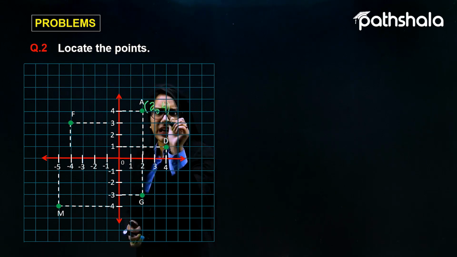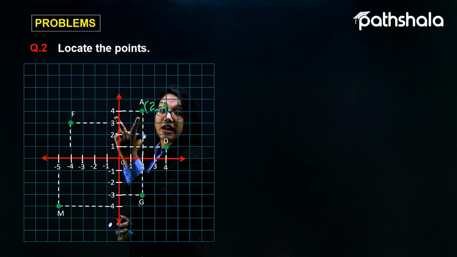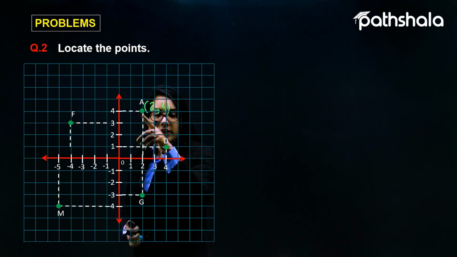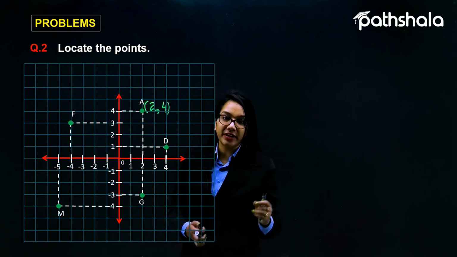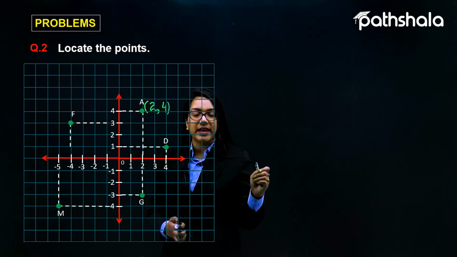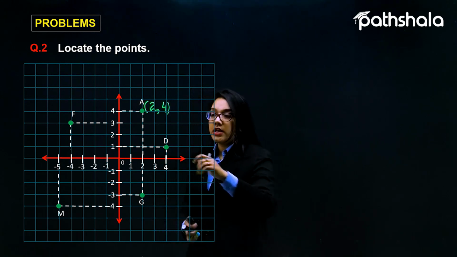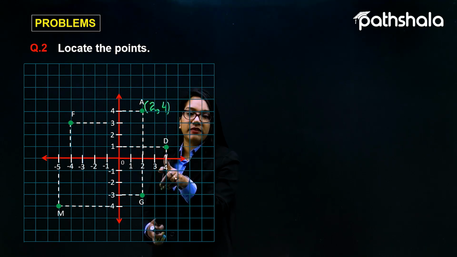You can also see that its distance from the y-axis is nothing but 2. So its abscissa is 2, and its perpendicular distance from the x-axis is nothing but 4, so its ordinate is 4. So the coordinates for the point A are 2, 4, as it is lying in the first quadrant. So the signs of both the abscissa as well as the ordinate are positive and positive.